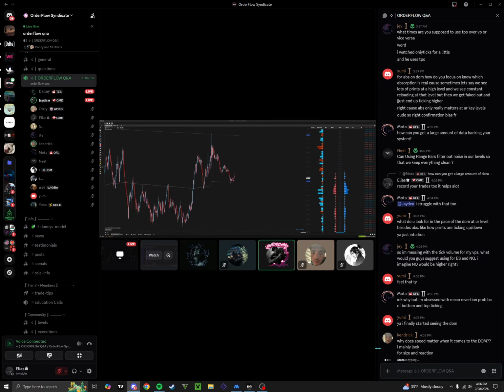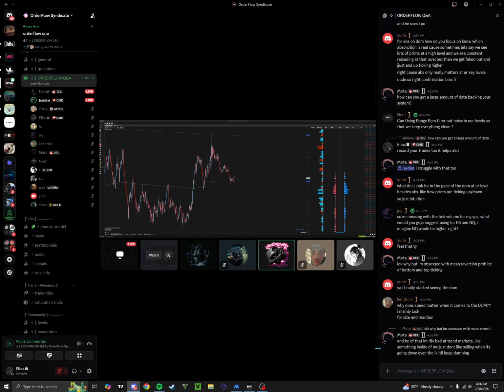For me personally, size obviously matters, but if you're seeing a lot of size for sellers but there's no speed, that means they're not getting rewarded. If we're not ticking down, that tells you something, right? So of course you could look at size all you want, but if you're not seeing who's getting rewarded from that size, then you're kind of missing out. Does that make sense, Danny?